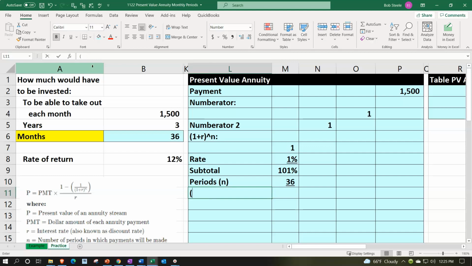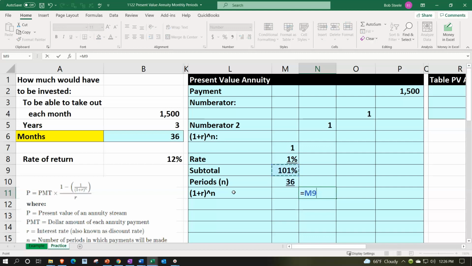That'll give us our total here, which was the 1 plus R, Shift 9 to the N, but without the colon, because this is the end result, which we're going to bring into the outer column, which will be then the 101%, Shift 6, caret to the 36 periods, and that gives us 1, which we're going to add some decimals to. Home tab, Number, Decimalize. It's been decimalized. So there we have that.